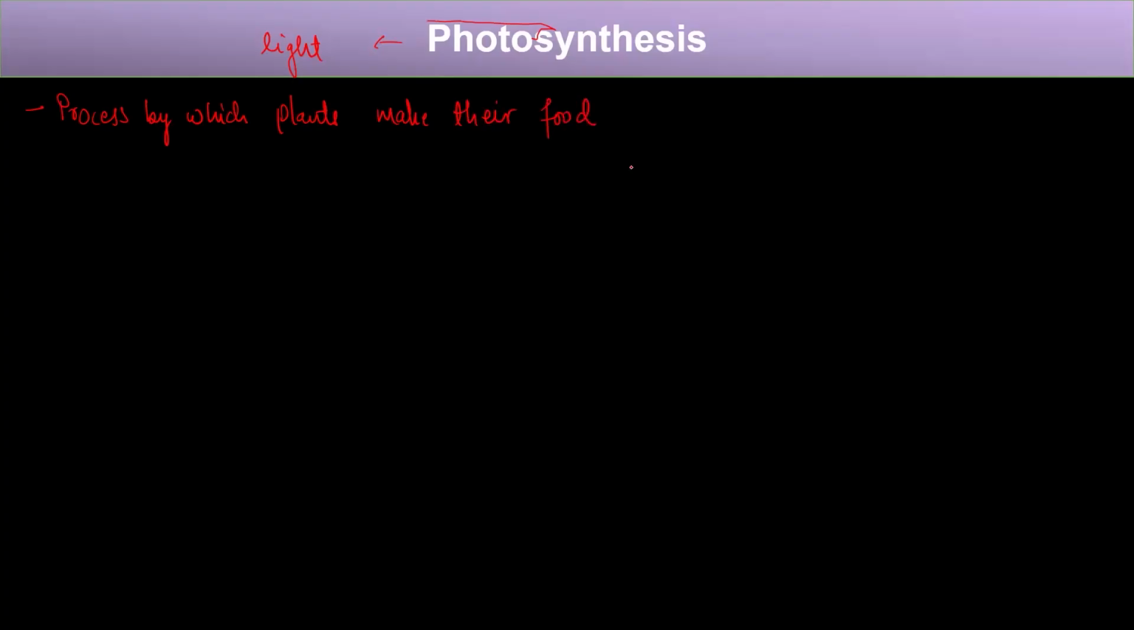And what do they require to make their food? They require light to make their food. So photosynthesis is a process by which plants make their food in the presence of light. Right? In the presence of light. And because of this reason, it is named as photosynthesis, that is synthesis in the presence of light.